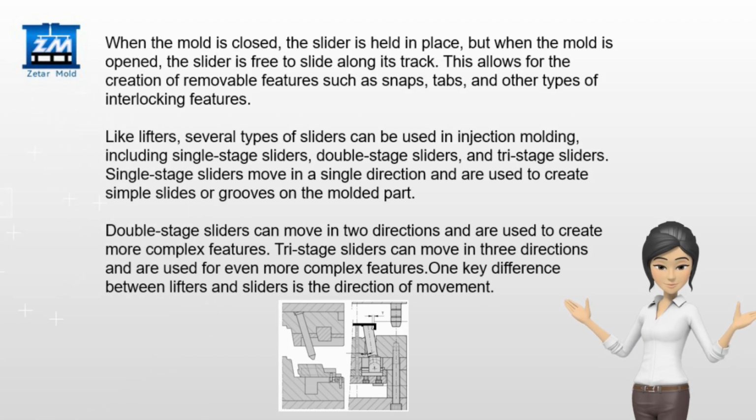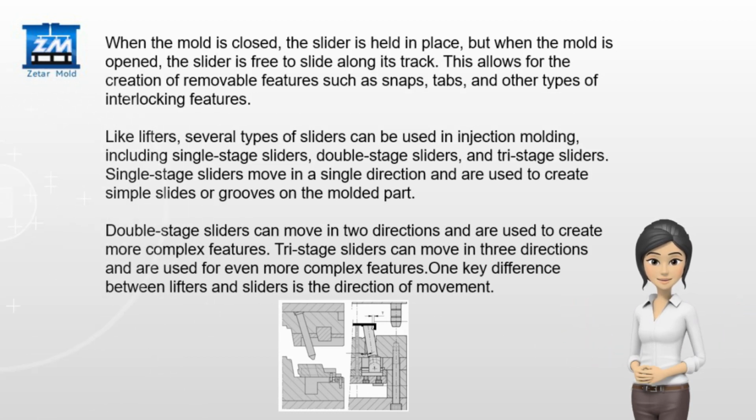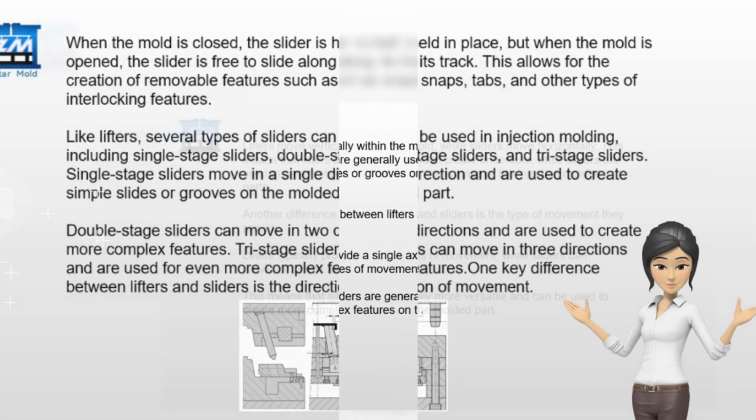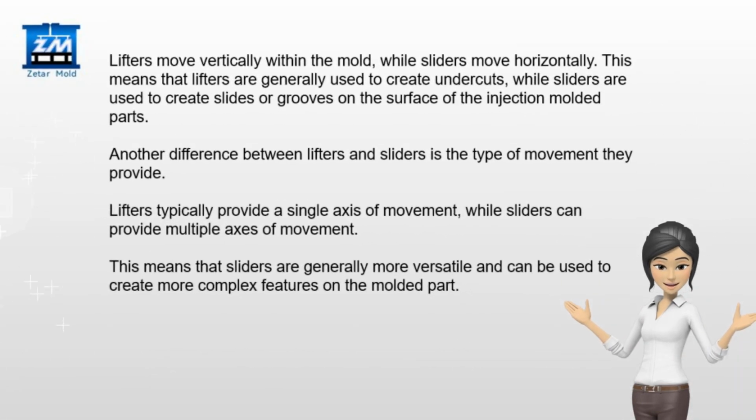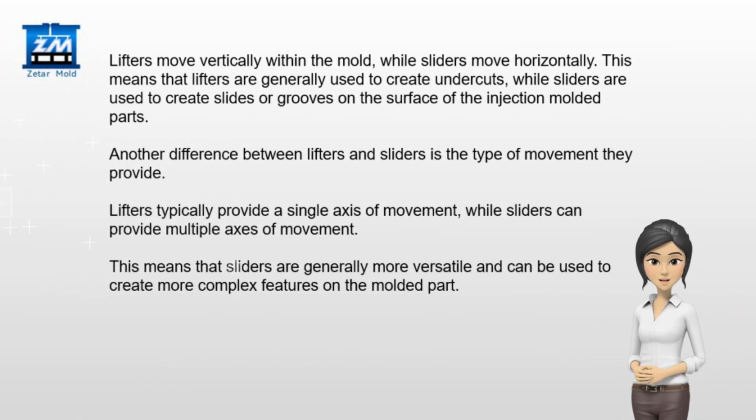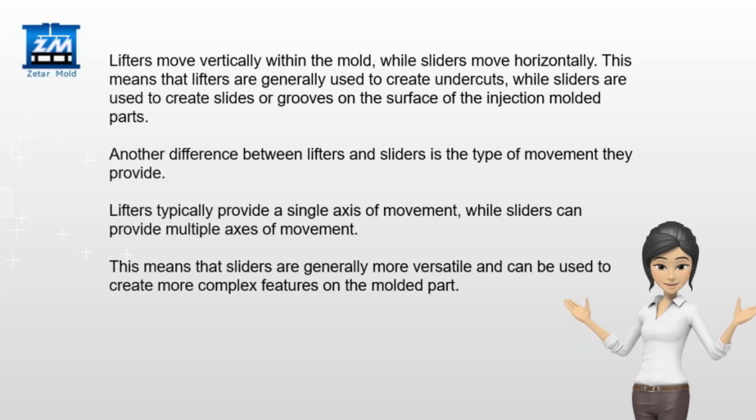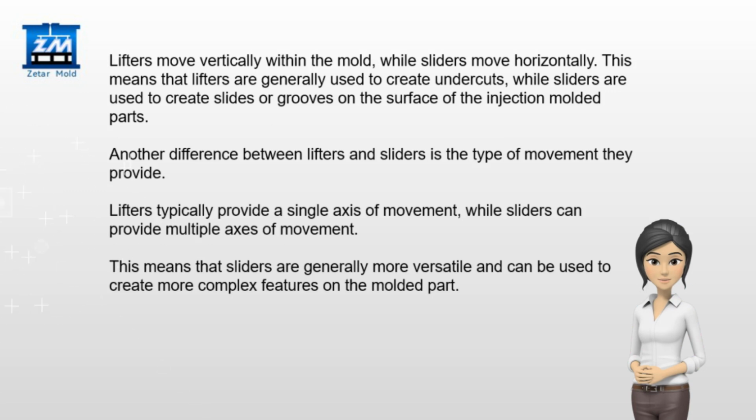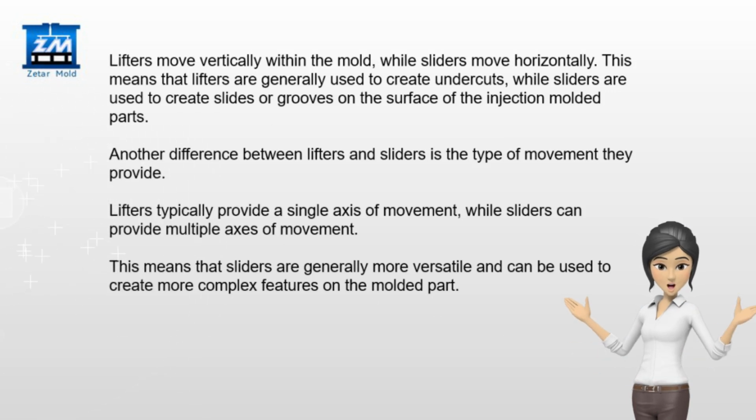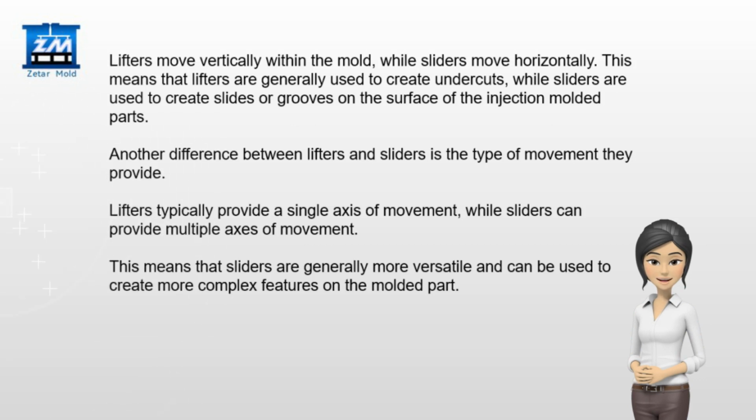One key difference between lifters and sliders is the direction of movement. Lifters move vertically within the mold, while sliders move horizontally. This means that lifters are generally used to create undercuts, while sliders are used to create slides or grooves on the surface of the injection molded parts.